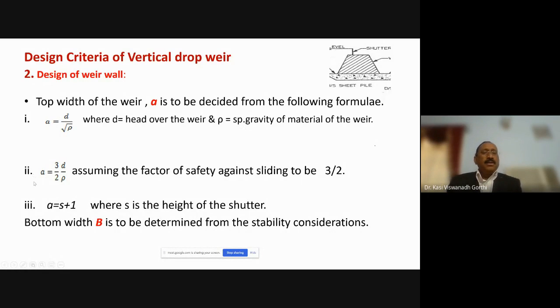Similarly, A is equal to 3 by 2 into d by rho, assuming a factor of safety for sliding to be equal to 3 by 2. Then A is equal to S plus 1. S is the height of the shutter. So based on these three, the maximum will usually be provided as the top width.